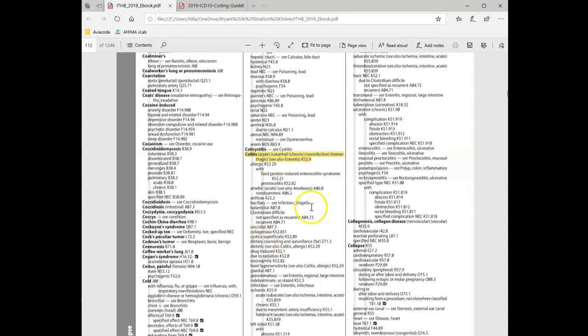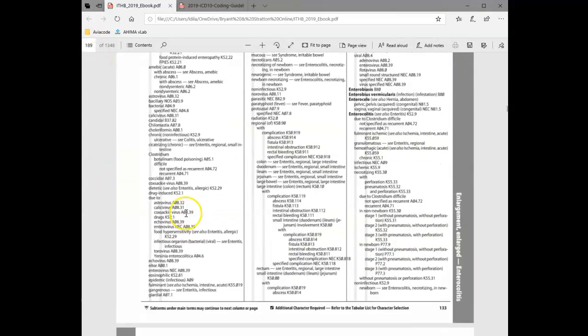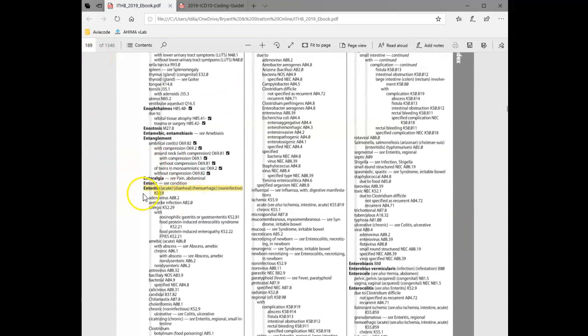So also we see here a see also note where it says check out enteritis. So we'll see if we can do that right now. So enteritis. We again see some parenthetical phrases and we'll see that many of them are the same as what were listed next to colitis. And we see that the terms are taking us to the same code. So basically the index is indicating to us that colitis and enteritis are the same thing.